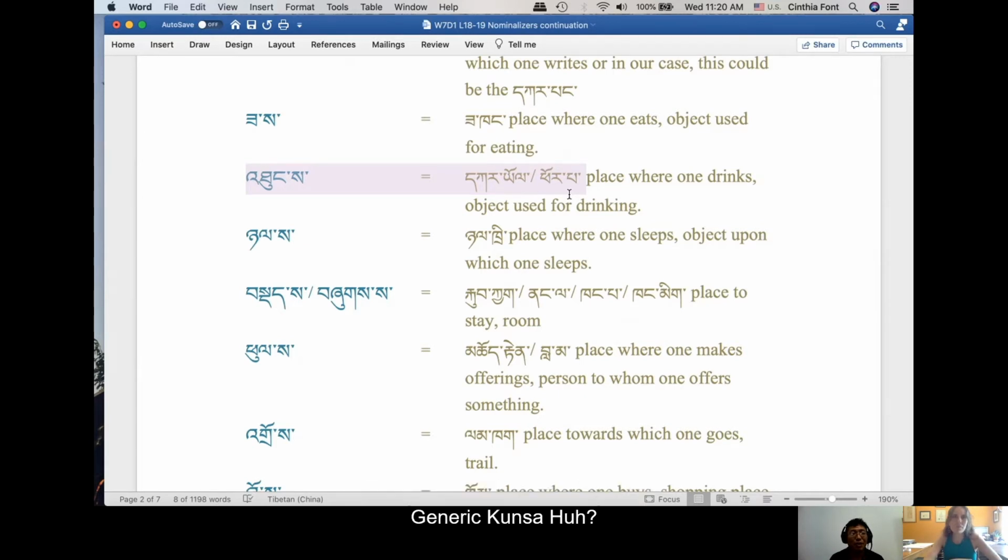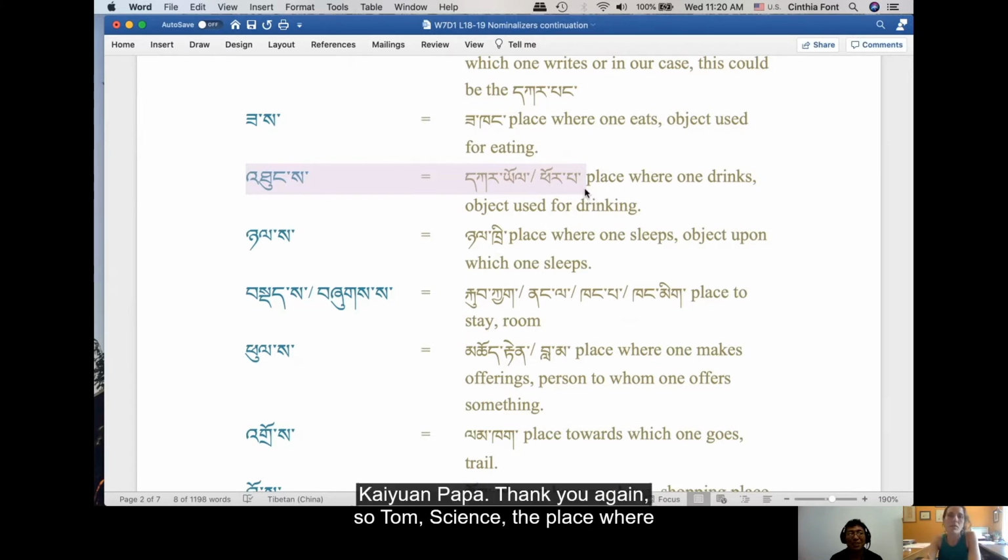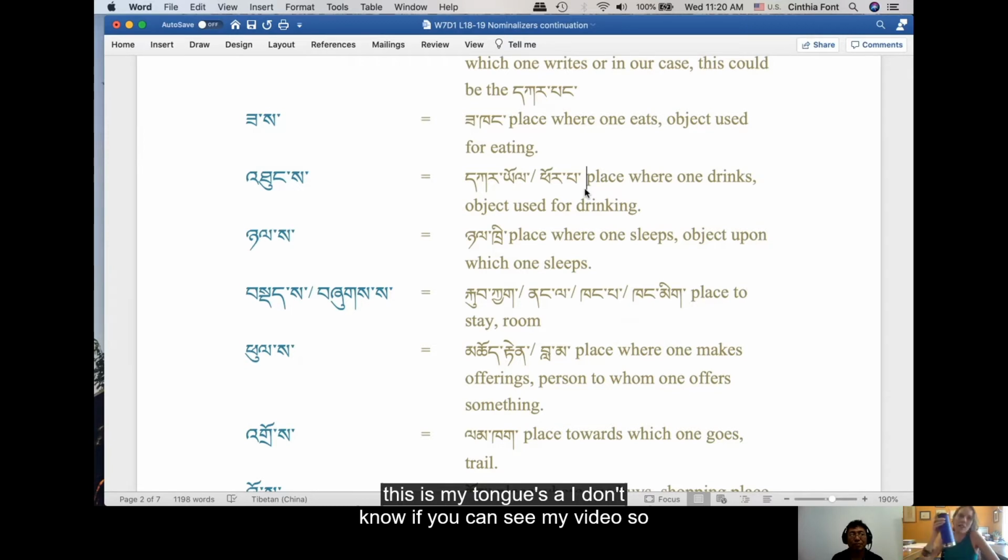Tungsa. And then the synonyms are kayo and porba. Thank you, Genla. So tungsa is the place where one drinks, in the sense of the actual cup, like the kayu or the porpa, this beautiful type of Tibetan bowls that are made with wood, wooden bowls that are ancient and really beautiful. That could be a tungsa, right? But also this is my tungsa. I don't know if you can see my video. So this is my thermos. This is my tungsa for now as well.